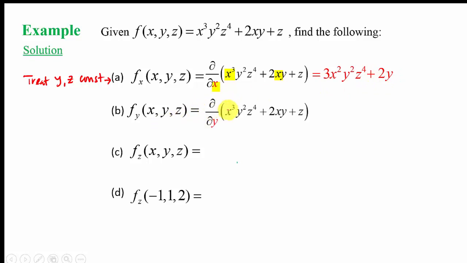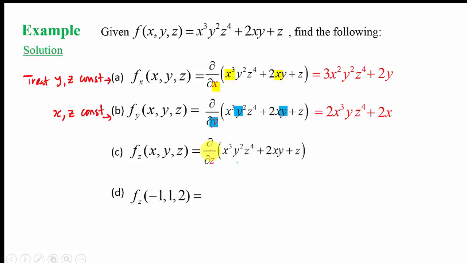And to differentiate f with respect to y, in this case, only y is a variable, and we have to treat x, z as constant. And the answer will be x cubed y squared differentiated with respect to y is 2y, so the answer is 2x cubed y z to the power 4 plus 2x. Again, z with respect to y is 0.